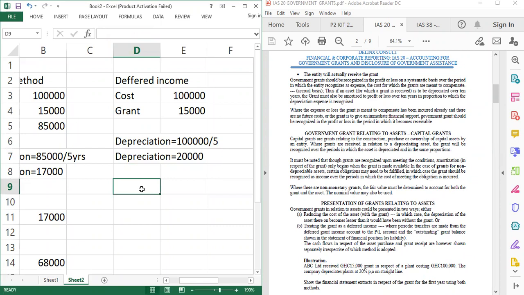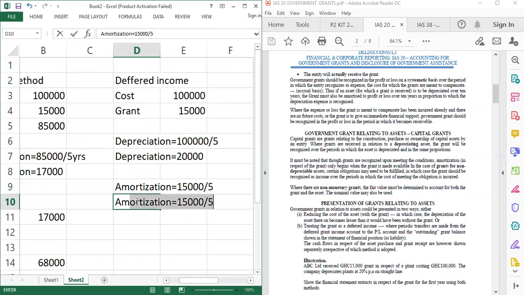Okay. Let's come to the grants. It means that 1 year has passed, so we are going to realize 1 year of the grant. So we amortize the grant also. So this will be 15,000 divided by 5. How much will that be? 3,000. But the grant is an income, isn't it? So depreciation will be shown as an expense, while the grant will be shown as income. You can see depreciation is an expense of 20,000. Grant is an income of 3,000. If you net the two, how much are we getting?